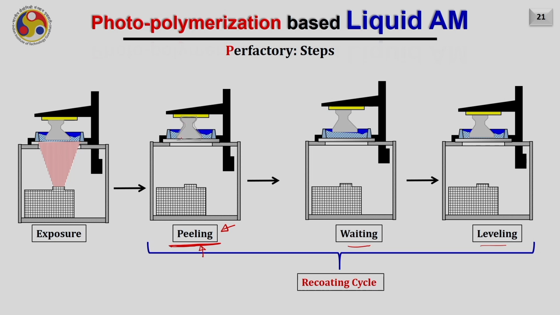Some part of material always remains on the very transparent bottom sheet. And as over the period of time we keep on curing it, the window may become opaque. And as it becomes opaque, the required amount of energy cannot be transferred to the liquid photopolymer.